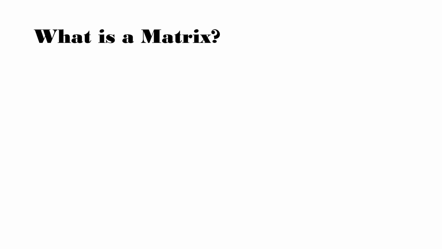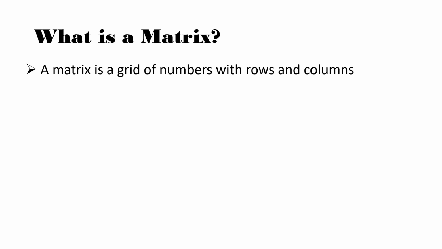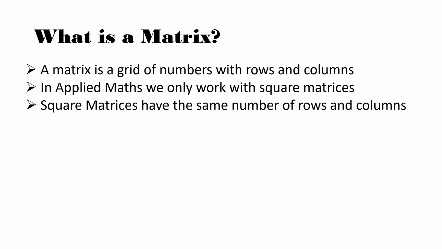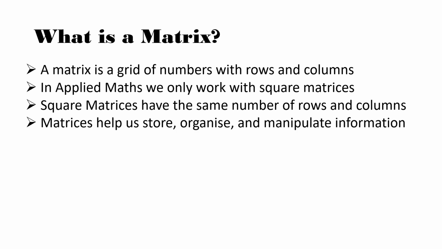So let's start by asking, well, what is a matrix? A matrix is a grid of numbers with rows and columns. In applied maths, we're going to work exclusively with what we think of as square matrices. Square matrices have the same number of rows as columns, hence the name square. And what matrices do is they help us to store, organize, and then to manipulate information.